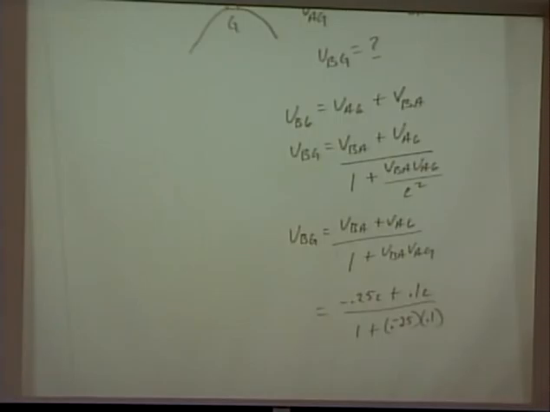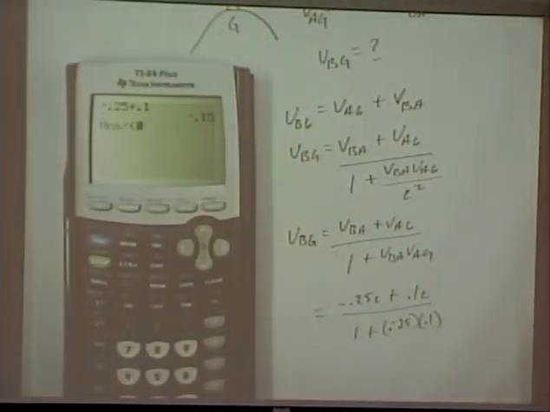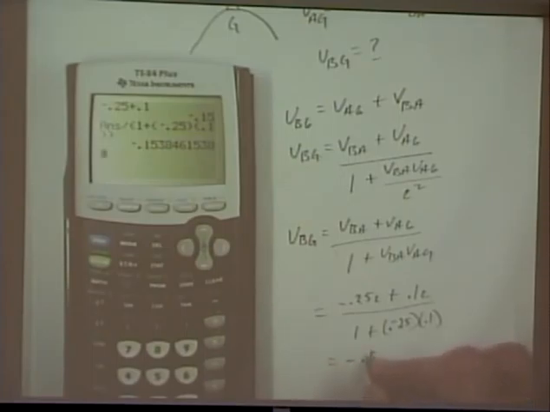And when I run these numbers, I get negative 0.25 plus 0.1 divided by parentheses. Now here's how I do it. I put parentheses 1 plus parentheses negative 0.25 close parentheses, 0.1 close parentheses twice. Boom. There it is. Equals negative 0.5154 c. Okay?